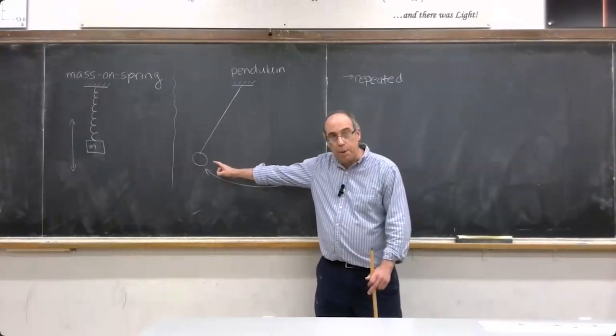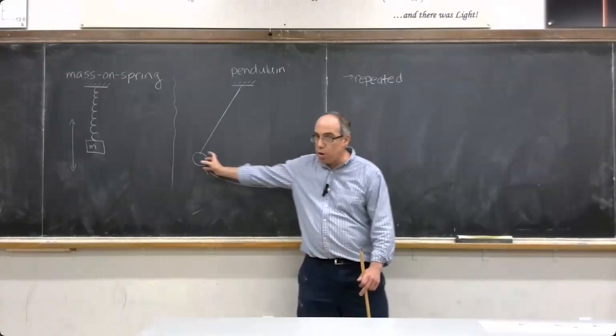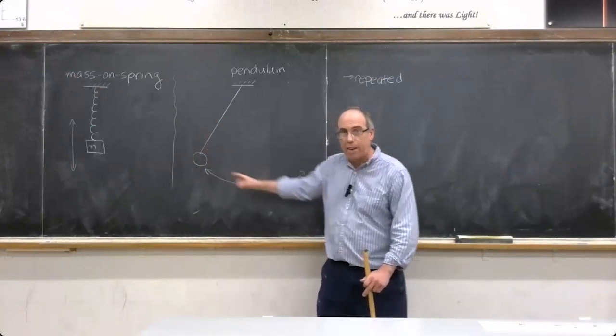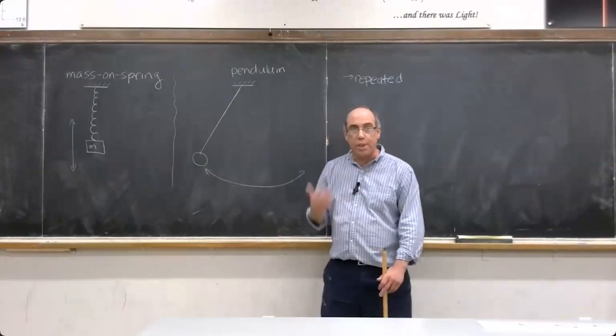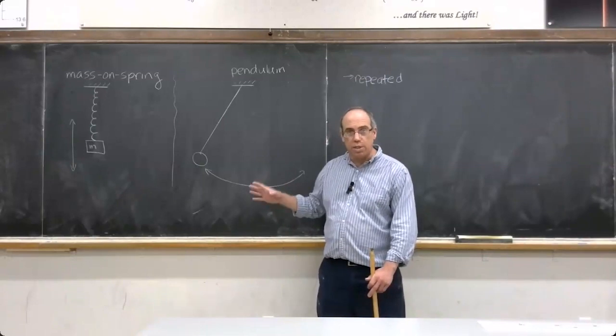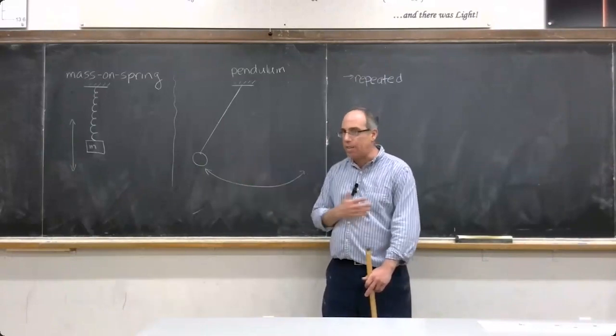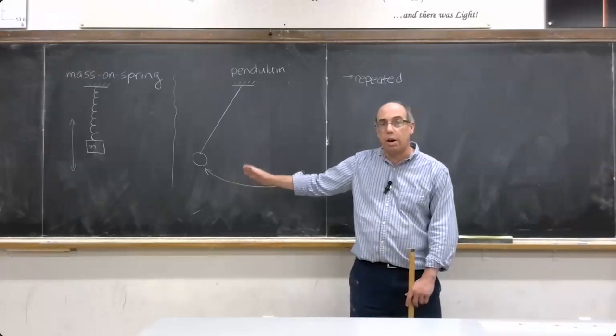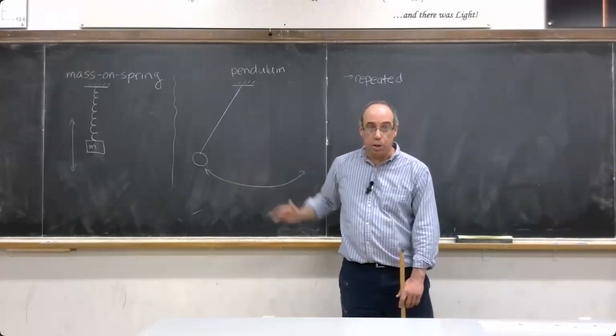Similar with the pendulum motion, I pulled the mass to the side and then released, and the mass went back and forth without any further assistance from me. Once the motion was initiated, it just continued. I didn't need to do anything else. So both of these are examples of self-sustaining motion.